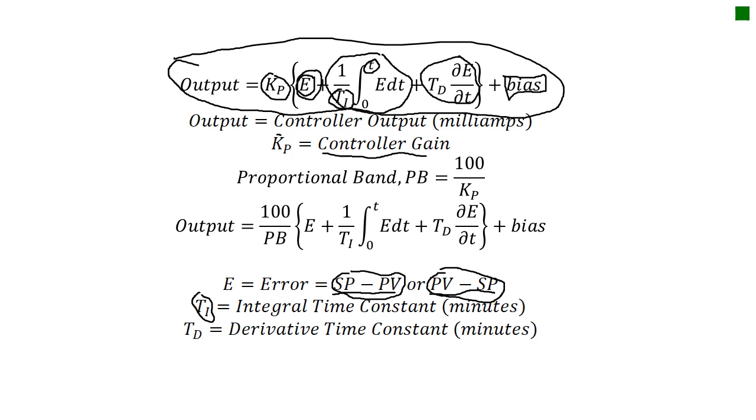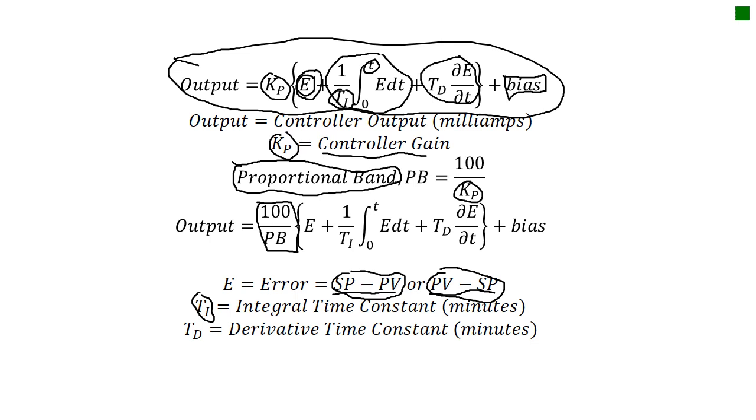Sometimes, instead of working with a controller gain, we work with a term that's called a proportional band. Proportional band was used back in the 1970s and 80s, but you'll still find some control systems that work with that. And it's just the reciprocal of the process gain, and the proportional band is 100 divided by the process gain. So instead of working with gain, our output is this term multiplied by everything else that we had before.